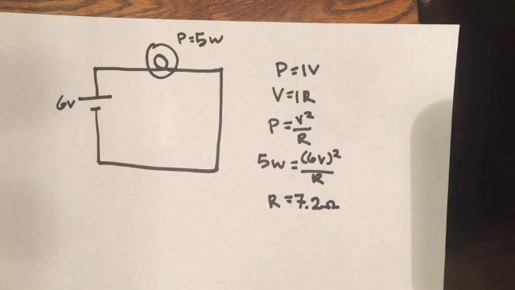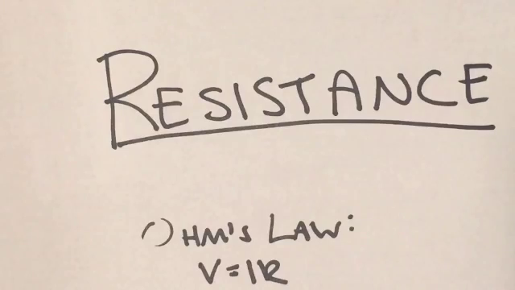For this to work, we're assuming that the light bulb is perfectly ohmic, which means that the resistance is constant throughout the time that it's hooked up to the battery. This was a quick crash course to resistance in circuits.